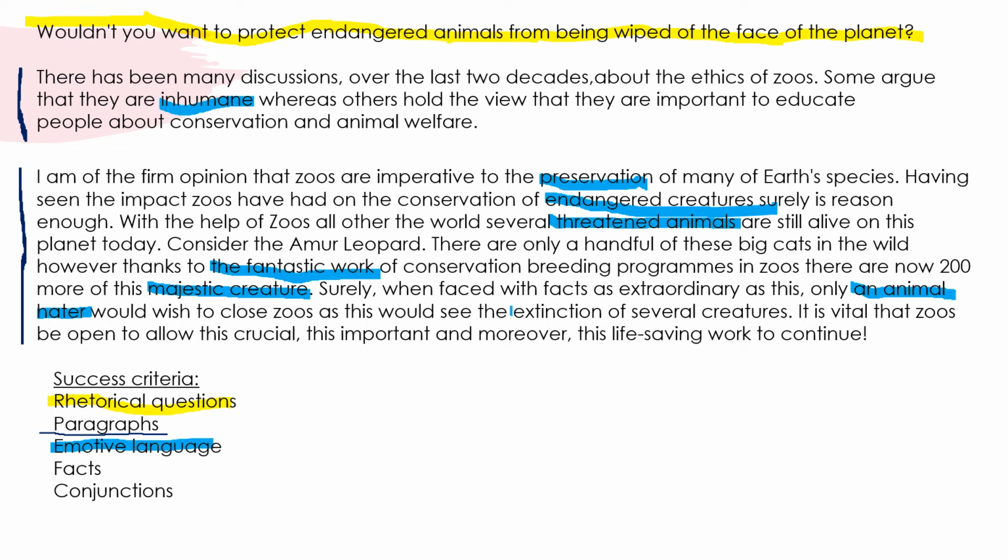To use that word extinction is really powerful, because we know extinction means basically wiped off the face of the planet, no longer existing. To threaten that this might happen if zoos were to close is really powerful. And then again, using a phrase, life-saving work, which we saw in our doctor persuasive writing, really shows that, in my opinion, I'm saying that zoos save animals. They're protecting animals, they're looking after them, and without them, these animals are in danger.